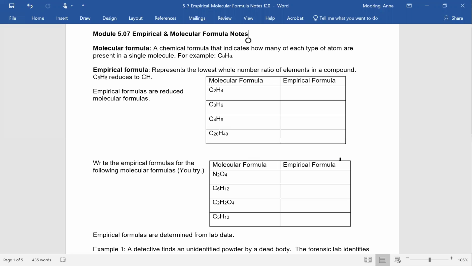This is Module 5.07, Empirical and Molecular Formula Notes. We will only be doing empirical for now.